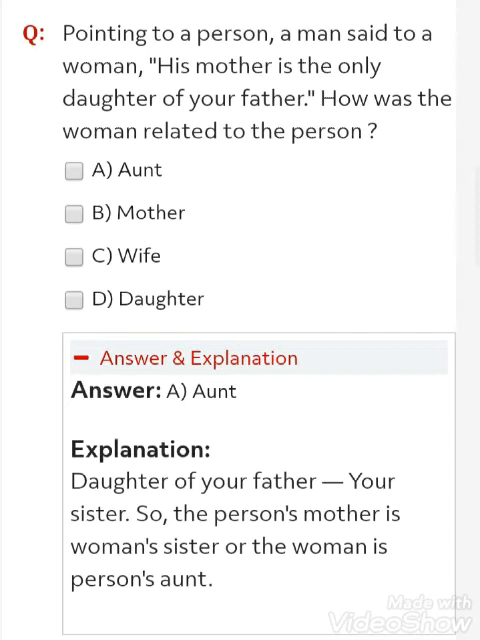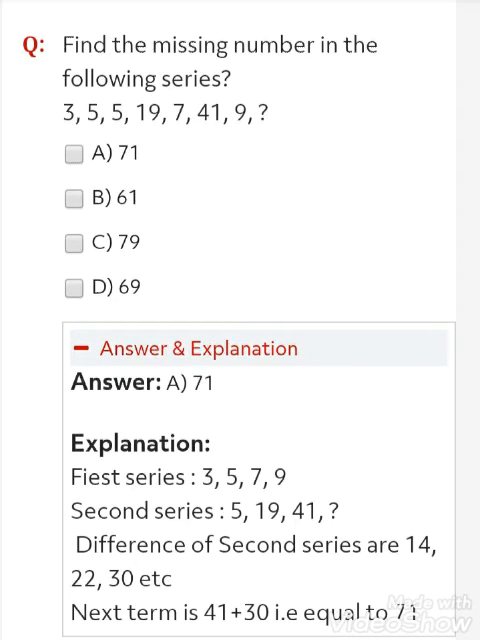Now here is the answer and explanation. The answer is aunt. And why? Because the daughter of your father will be your sister. So the person's mother is the woman's sister, or the woman is the person's aunt. Again, daughter of your father is your sister. So the person's mother is the woman's sister, or the woman is the person's aunt. For this, you need to know the names of all the relationships. Now come to the next question.